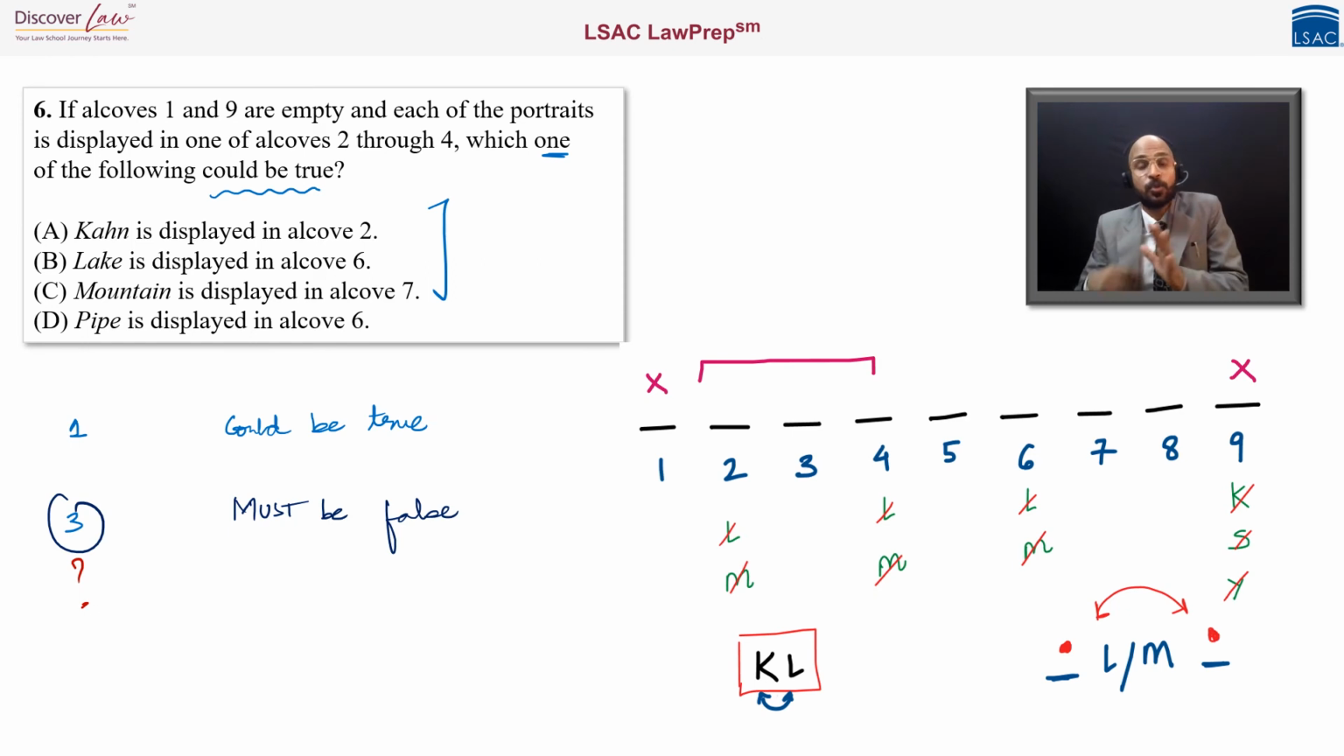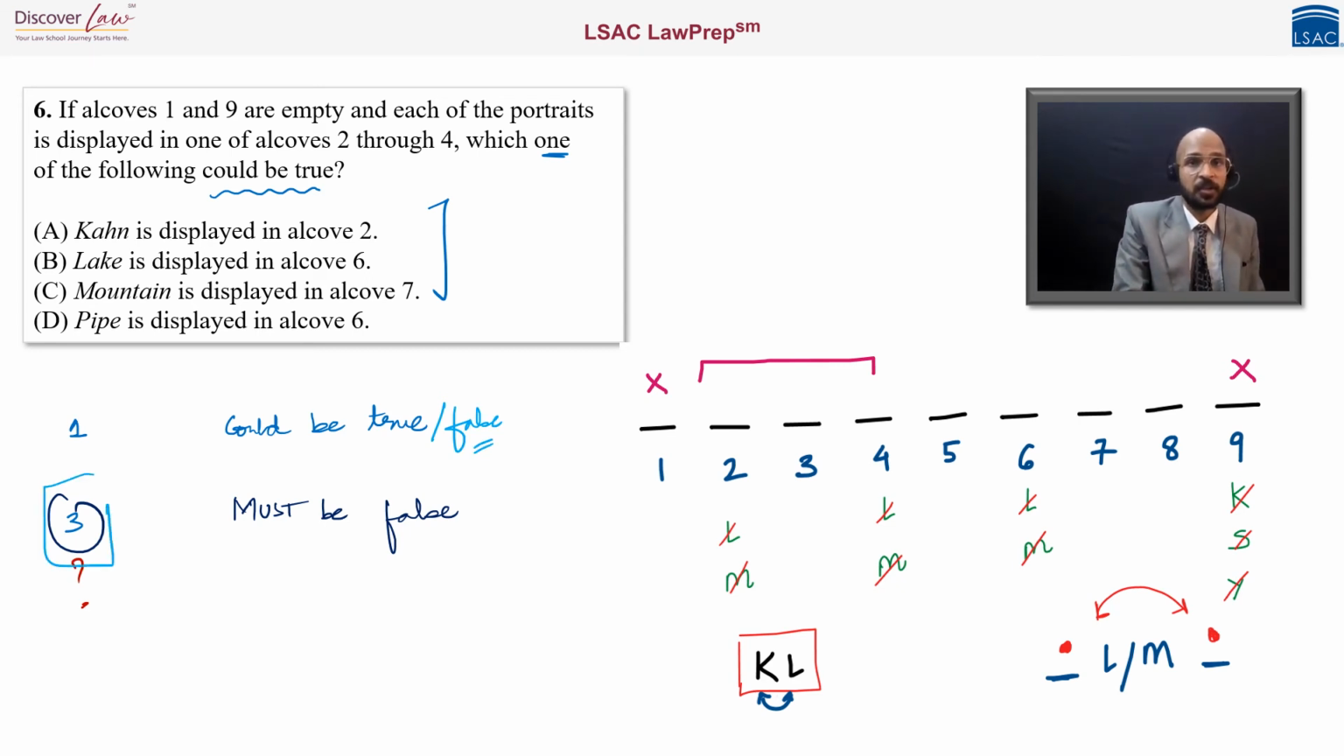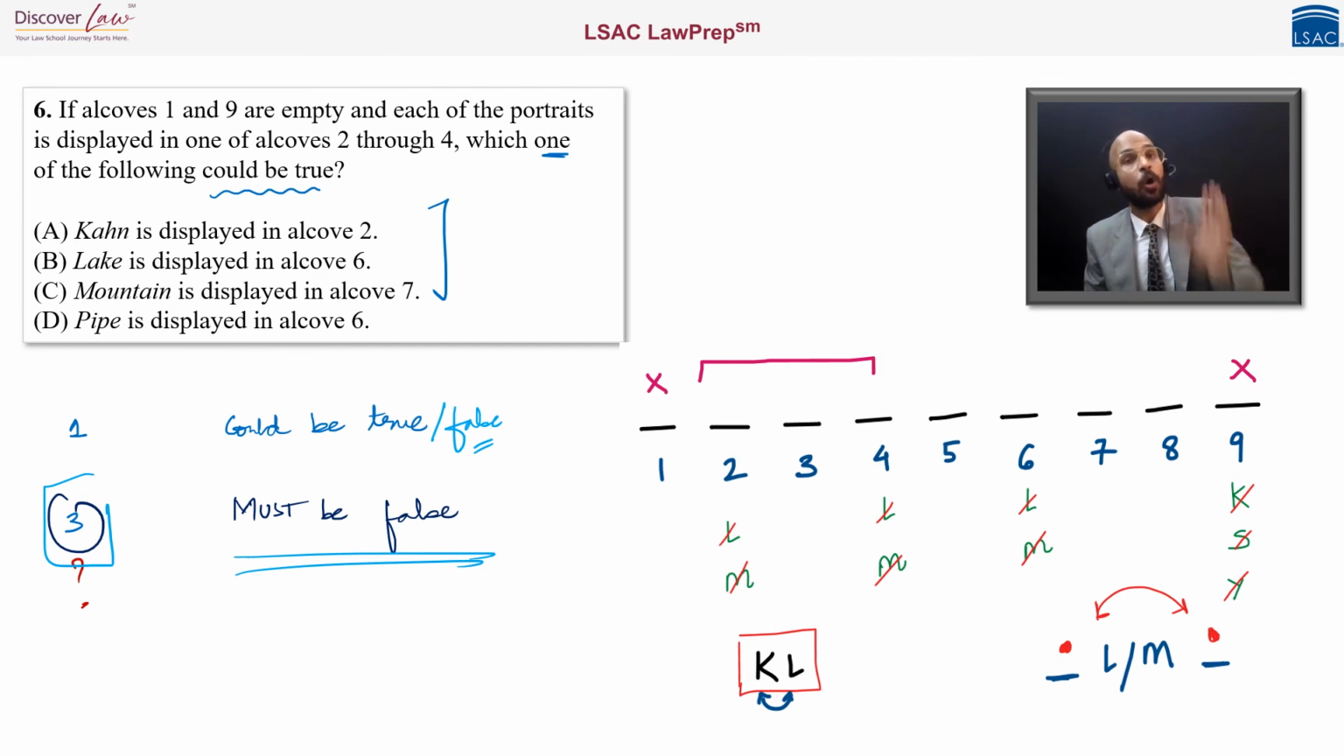Now understand that could be true means that it could be true or it could be false, right? But these 3 options would be false in all cases. I want you to spend as much time as you need to be able to comprehend this. If you do not understand this, pause the video, spend more time until you do. Okay, I'll now proceed with the solution of the question.